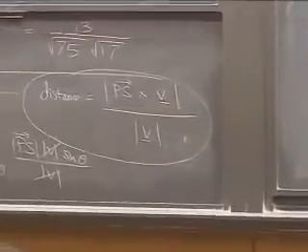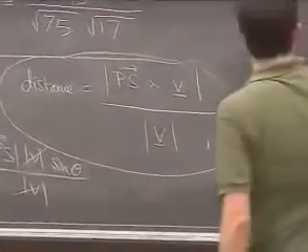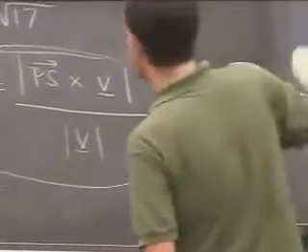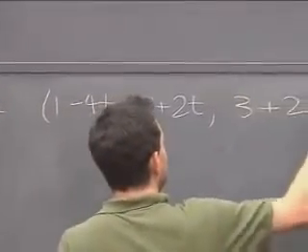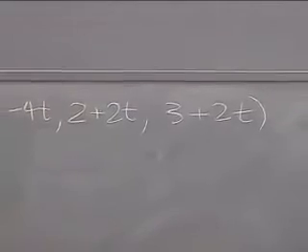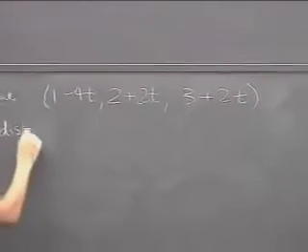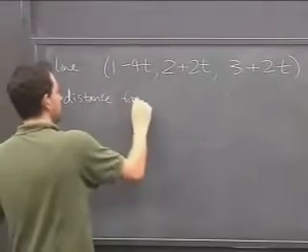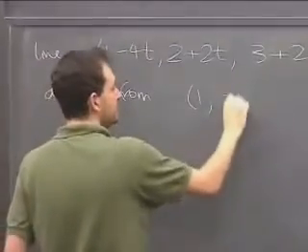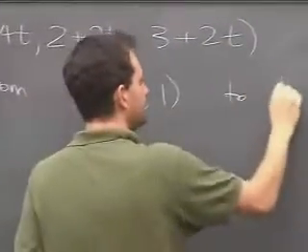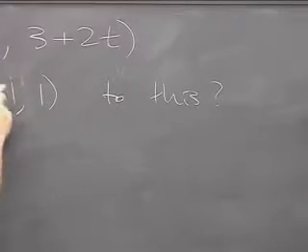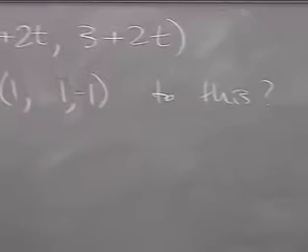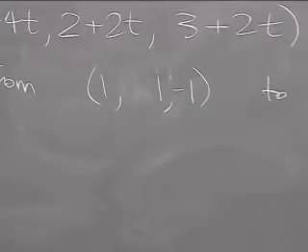So here's an example. Take our previous line. Consider the line which we wrote down as 1 minus 4t, 2 plus 2t, 3 plus 2t. And my question is, what is the distance from, say, the point 1, 1, minus 1 to this line? All right?